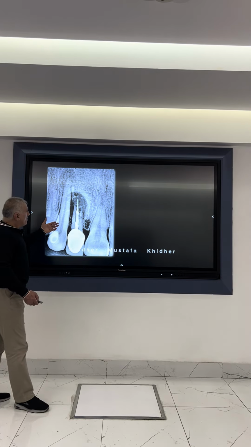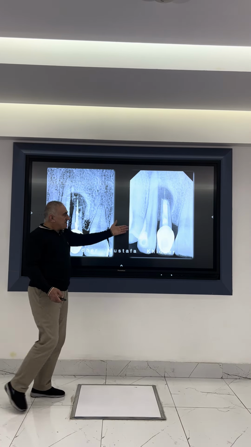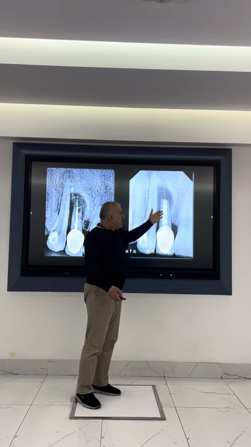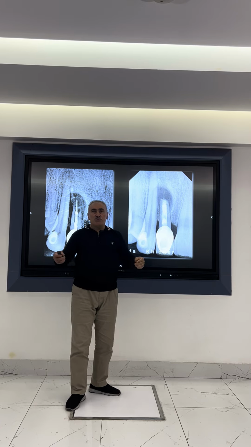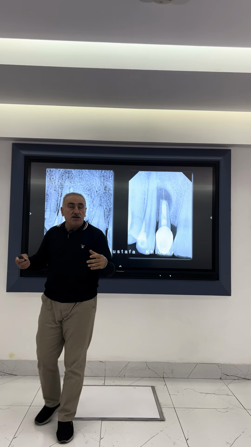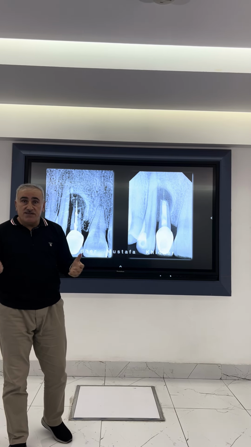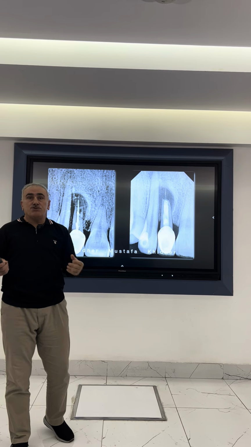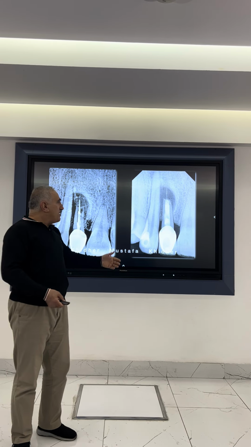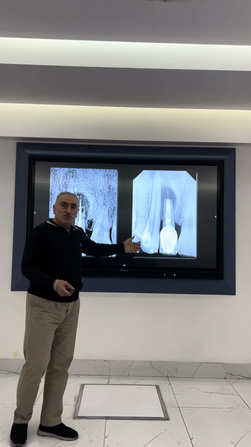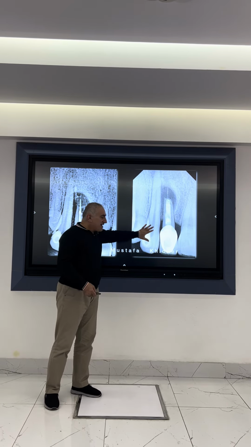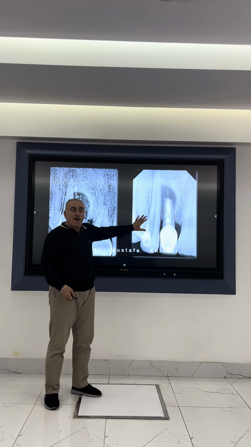So this is the preoperative, and this is the postoperative. Very nice coronal, middle and apical seal, which is a hermetic seal with MTA paste or putty bioceramic. They have no difference, but nowadays putty bioceramic is the best. So we wait for healing for this case, and we are not sure about the canine. In the next video, I will show you what happened with the case.